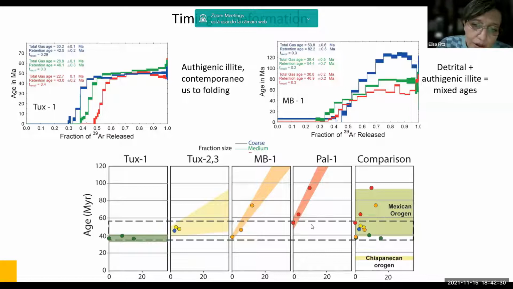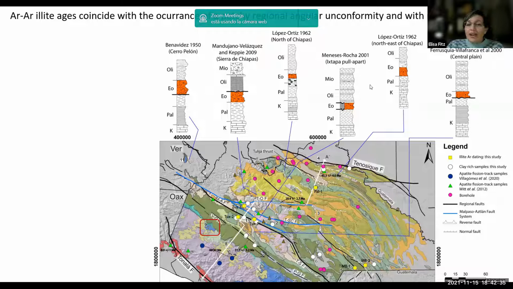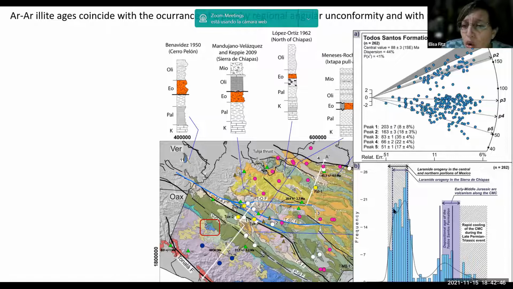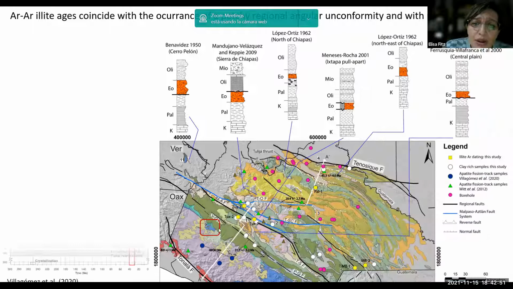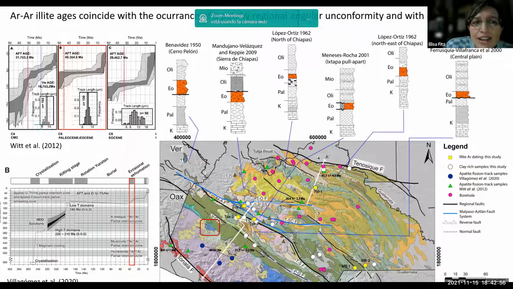These ages are consistent with the presence of this regional and patchy angular unconformity that is observed in the belt. Also with ages of cooling that were determined in the Todos Santos formation in this locality, and cooling ages determined on the basis of fission track and helium apatite and zircon ages obtained in the Chiapas massif, but also in the Paleogene deposits in this region. All of them show an event of cooling that overlaps with the range of ages that we obtained for the faults observed in this Chiapas fault-and-thrust belt.